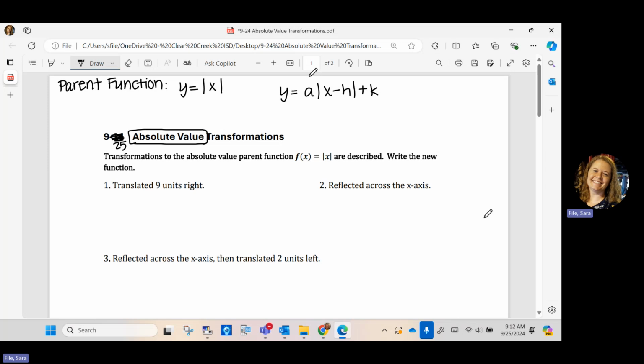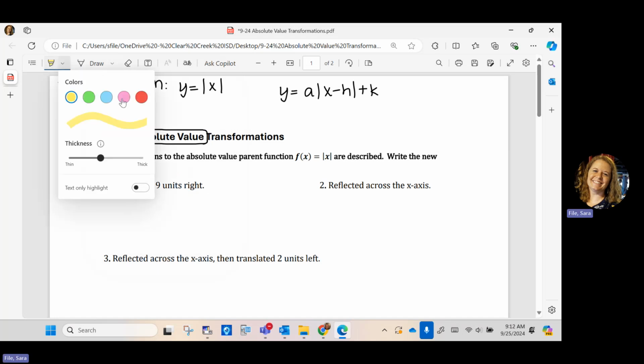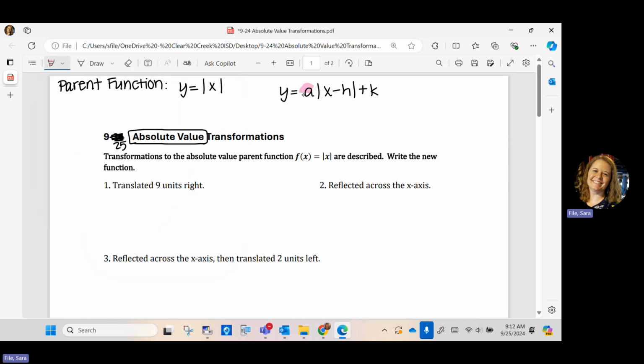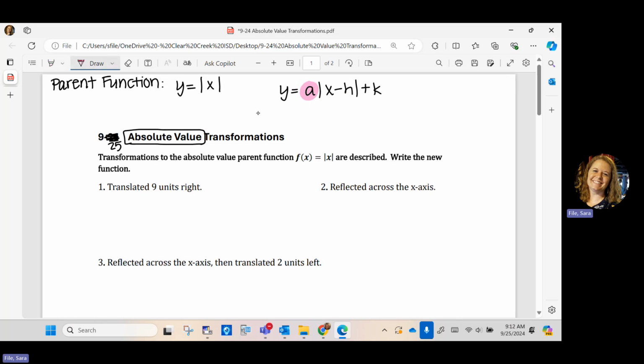So, a quick little reminder. First of all, the A value tells you, the sign of the A value, I should say. So whether or not A is positive or negative tells you whether or not the graph opens up or down. If you have a negative A, your graph reflects over the x-axis.